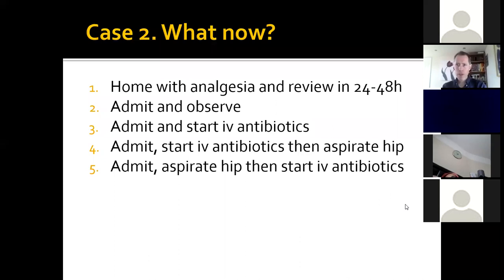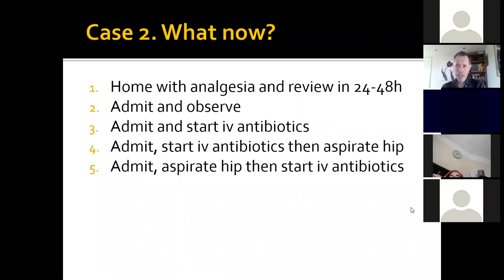We've still got a few votes coming in, but I will close this in 5, 4, 3, 2, 1. You can see the most popular option here was to admit, aspirate the hip, and start IV antibiotics, with a few people opting to admit and observe, and a few opting to admit and start IV antibiotics.